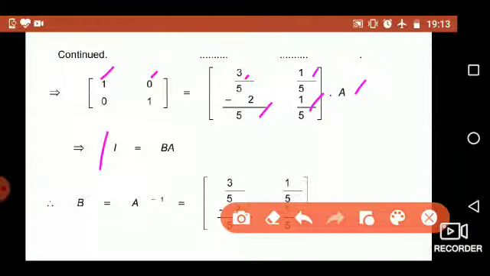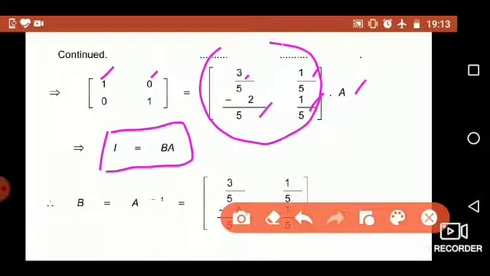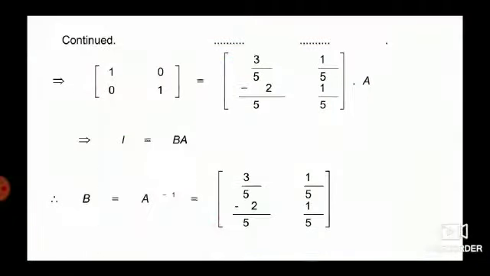Therefore, the left hand side becomes now I is equal to B into A, where this matrix is denoted by the notation B. Therefore, B is nothing but A inverse, and the inverse of the matrix has elements 3 by 5, 1 by 5, minus 2 by 5 and 1 by 5. Therefore, the inverse of this matrix is nothing but 3 by 5, 1 by 5 in the first row, minus 2 by 5 and 1 by 5 in the second row.